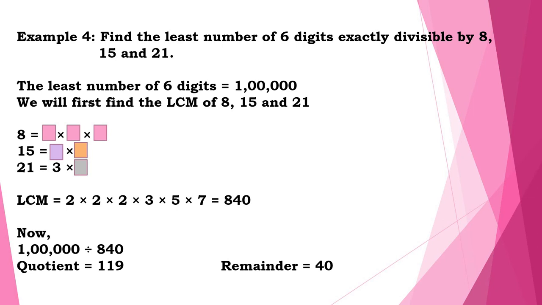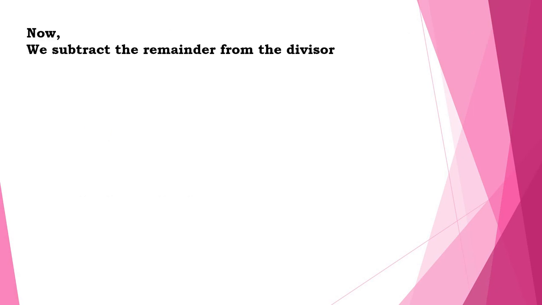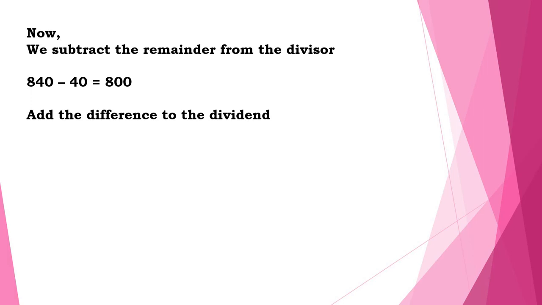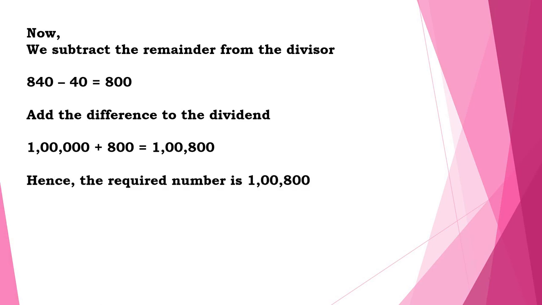Now what we do, we subtract the remainder from the divisor. The divisor was 840 and the remainder was 40, so we get 800, and we add the difference to the dividend. So we got 100,800. So the required number is 100,800. This was the process when we have to find the least number of 6 digits or the least number of any number of digits.